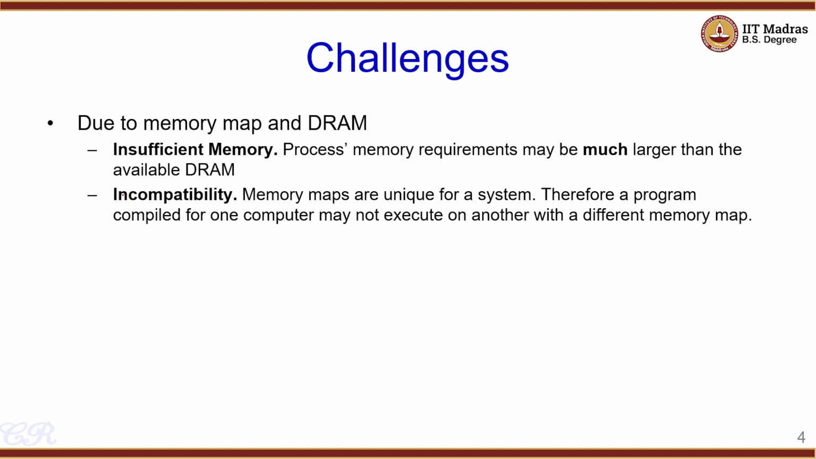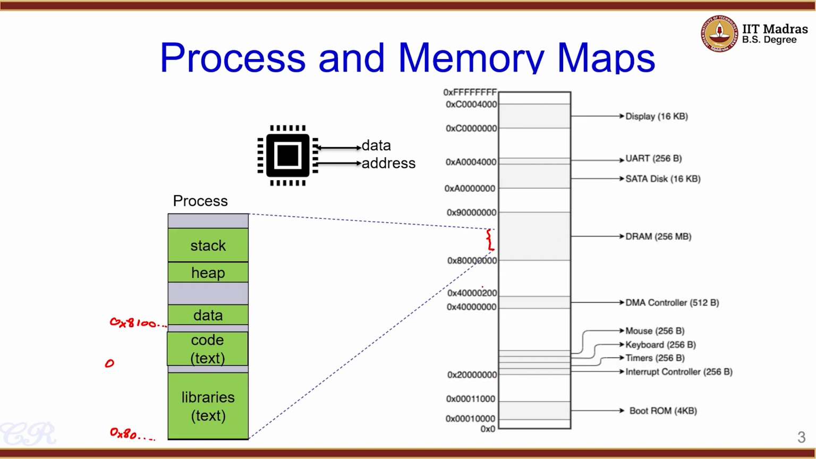So as we discussed in the previous class, these memory maps that we see over here are unique to a system, right? So what it means is that if I have, let's say, one particular computer, I may have my DRAM present at say 80 million and extending to 90 million, right? On another computer, my DRAM would first of all be larger or smaller. It may start at a different address altogether, right? So now there is going to be a problem.